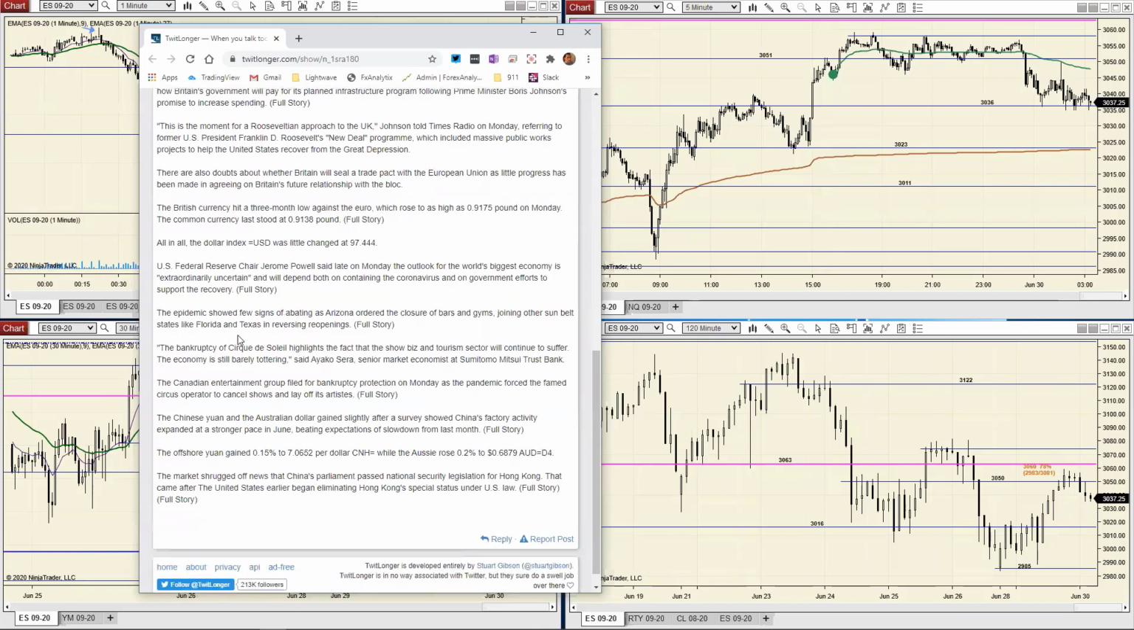The epidemic showed few signs of abating as Arizona ordered the closure of bars and gyms, joining other Sunbelt states like Florida and Texas in reversing reopenings. The bankruptcy of Cirque du Soleil highlights the fact that the showbiz tourism sector will continue to suffer. The economy is still barely tottering, said Yokosero. The Canadian entertainment group filed for bankruptcy protection on Monday as the pandemic forced the famed circus operator to cancel shows and lay off its artists.